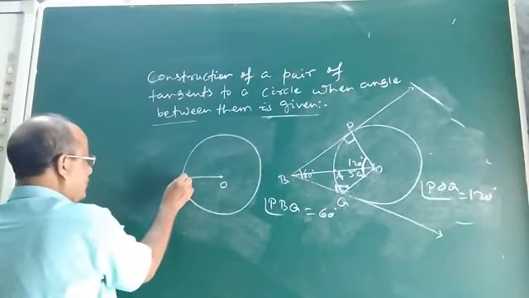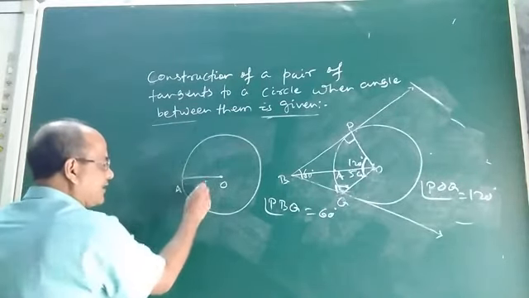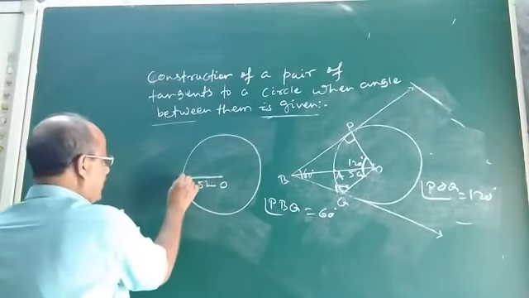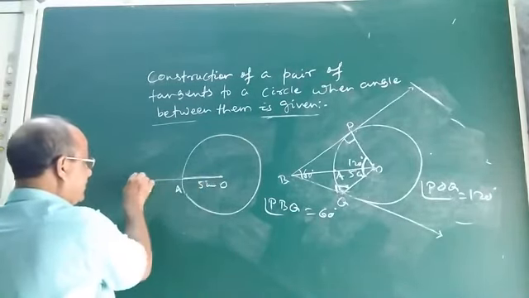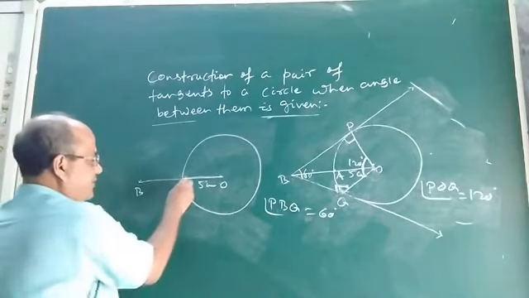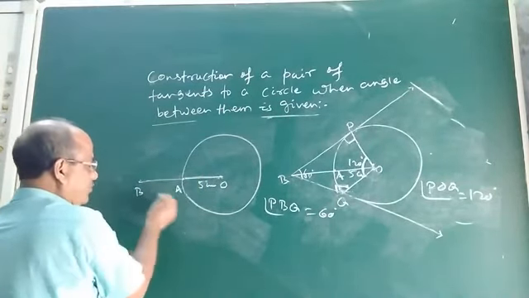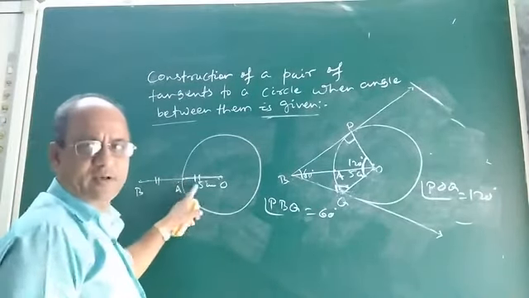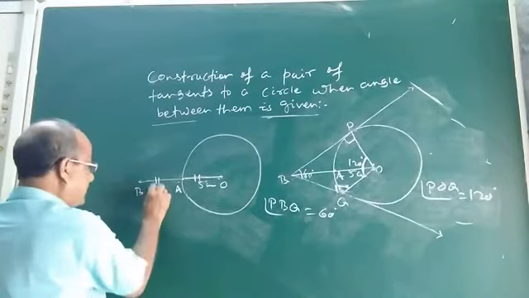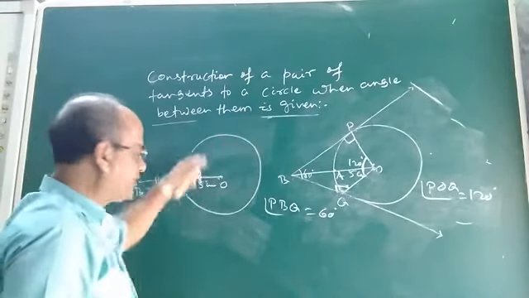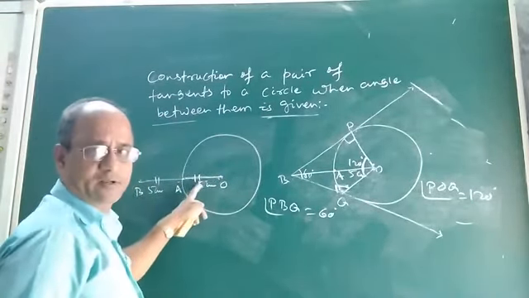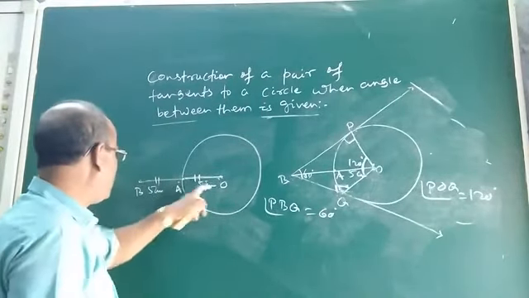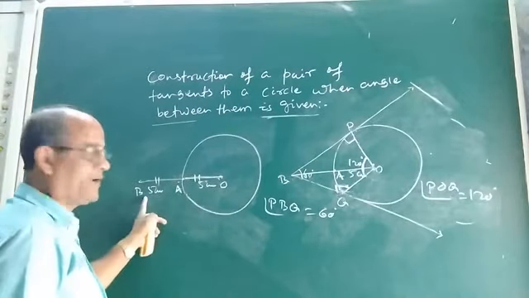After constructing the circle of radius 5 cm, what is the next step? You produce OA up to suppose B, such that OA and AB are equal. That means this is also 5 cm. After constructing the circle, suppose the radius is OA, you extend it to B such that OA and OB are equal, that is AB is 5 cm.